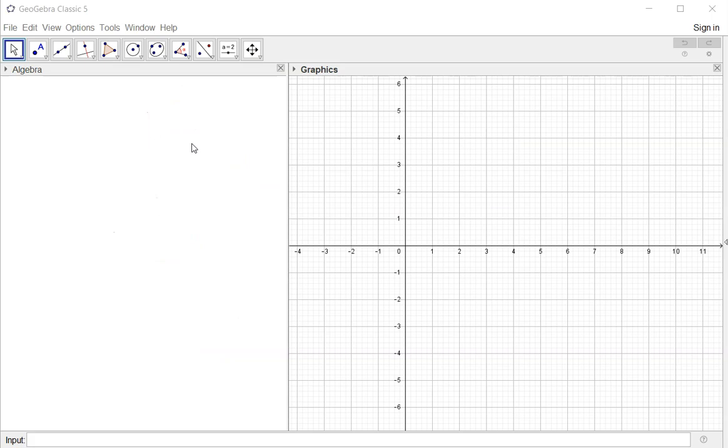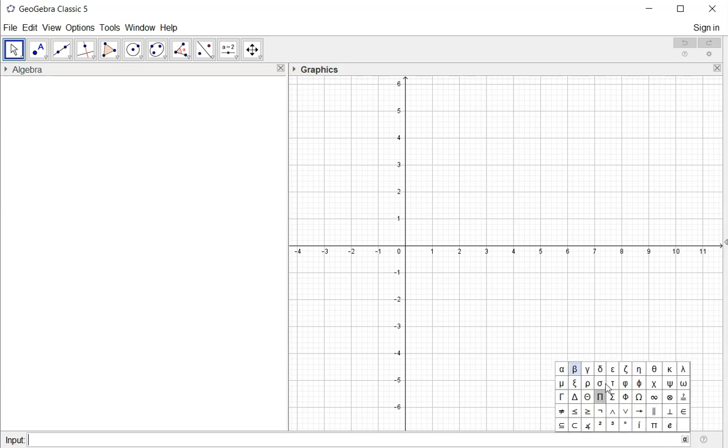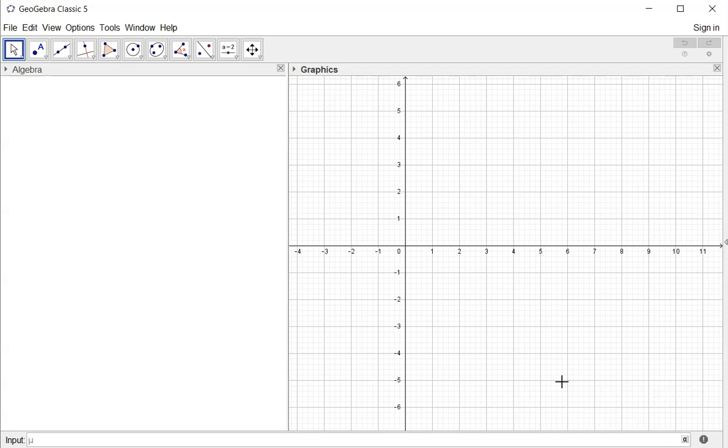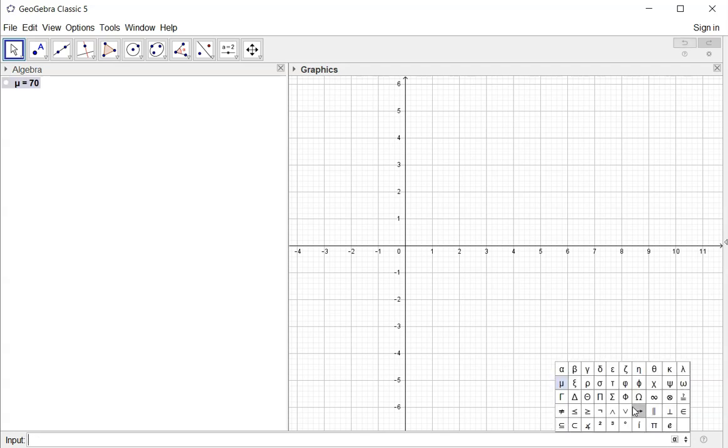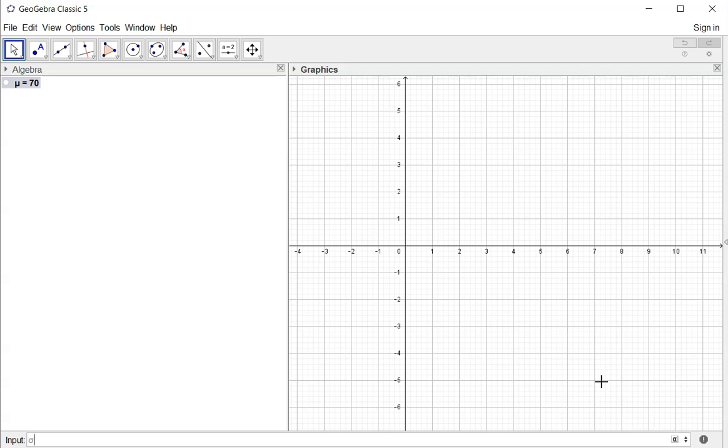All right, so we open up GeoGebra. I'm going to type in mu. If you click on this alpha, we have all kinds of Greek letters. So mu is 70, so set that to 70. And also sigma, which is the standard deviation, is 12.